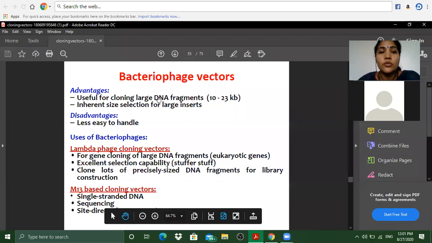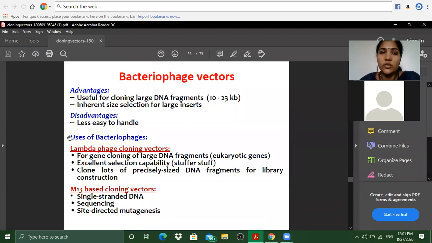So, coming to the bacteriophage vectors, what are the advantages and what are the disadvantages? Advantages: they are useful for cloning large DNA fragments, 10 to 23 kilobase pairs, and there is inherent size selection for the large inserts. So you can do that. You can construct a recombinant DNA which has a very heavy molecular weight, right?